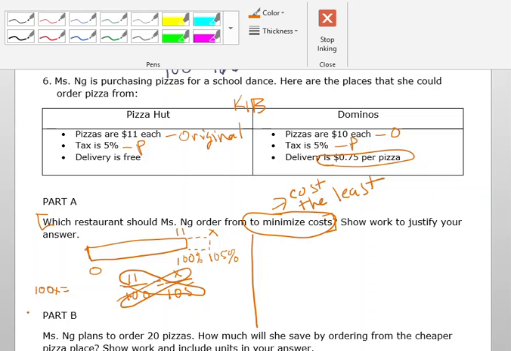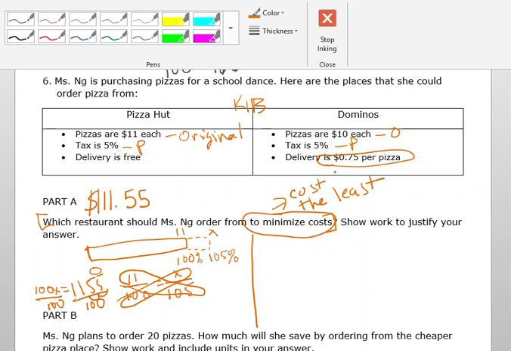That gives me 1155. Divide that by 100. Again, when I divide by 100, I'm just moving my decimal twice. Boom, boom. So pizza A is $11.55 per pizza once we add that sales tax.